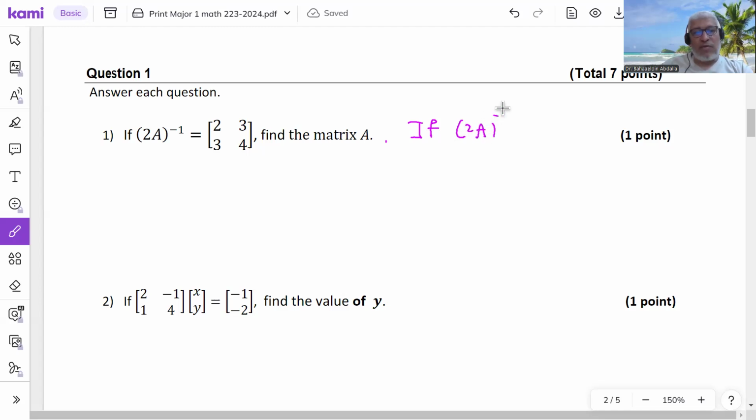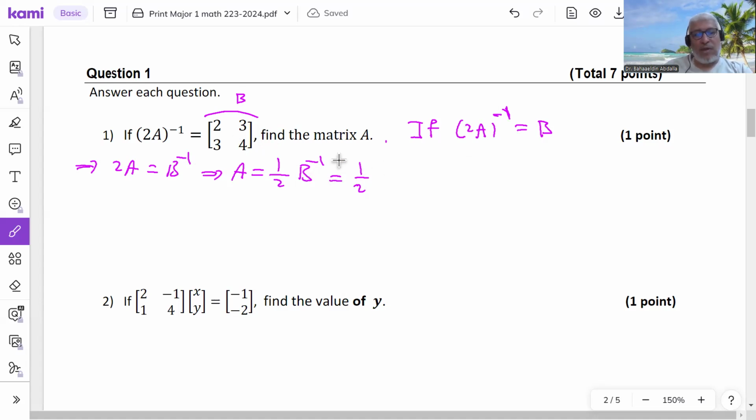the inverse of the matrix 2A, if we call it B, so this matrix is the matrix B, then if we take an inverse of both sides, 2A will be equal to B inverse, and then A will be equal to half B inverse. So all we need is to find the inverse of B and then multiply by half. So the inverse of B, this is a 2 by 2 matrix.